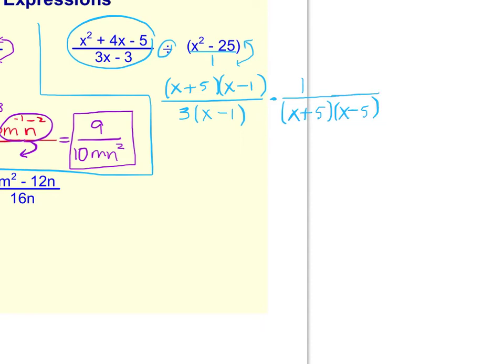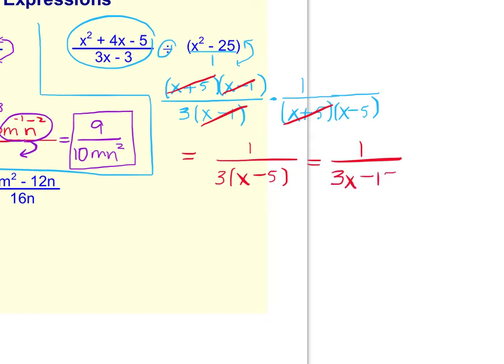Alright, so now what can we cancel? How can we reduce this before we see what we have left? You have an x plus 5 on the top with an x plus 5 on the bottom. These x minus 1s are going to cancel. And that's all that I see that will cancel. So in the end, you have a 1 over, you've got this 3, and then the x minus 5. And then we'll go ahead and distribute that 3. So our final answer will be 3x minus 15.